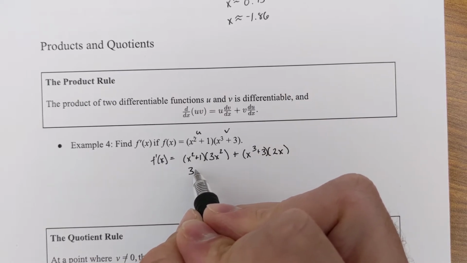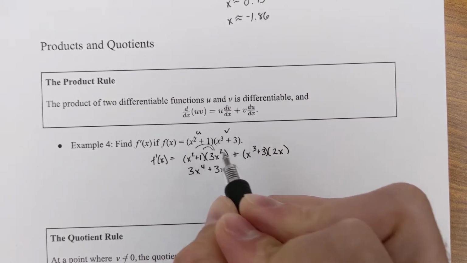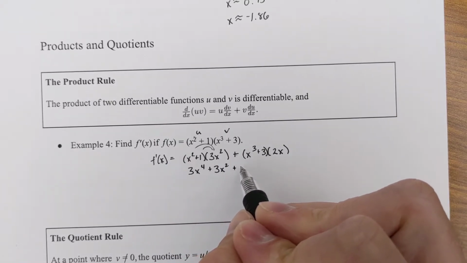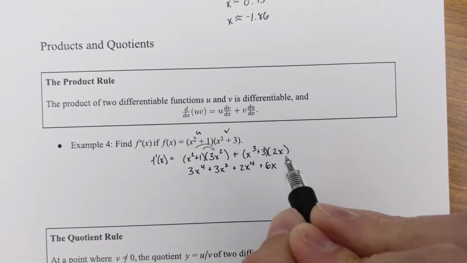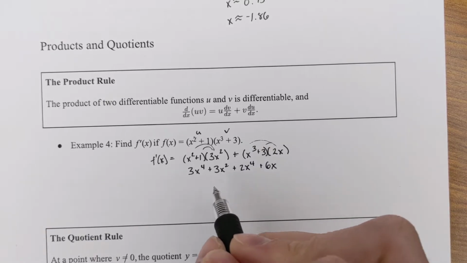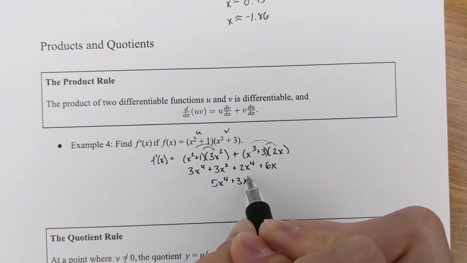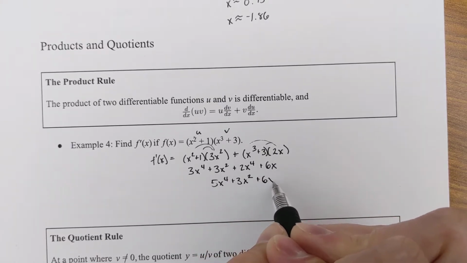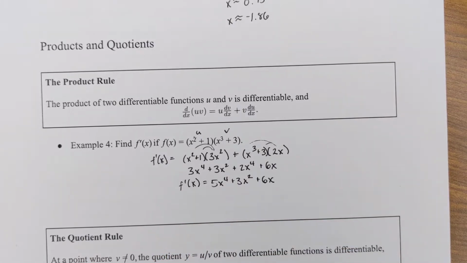So this is 3x to the 4th plus 3x squared, if I multiply. This one is plus 2x to the 4th plus 6x, distribute, and then like terms be 5x to the 4th plus 3x squared plus 6x. So that is f prime.